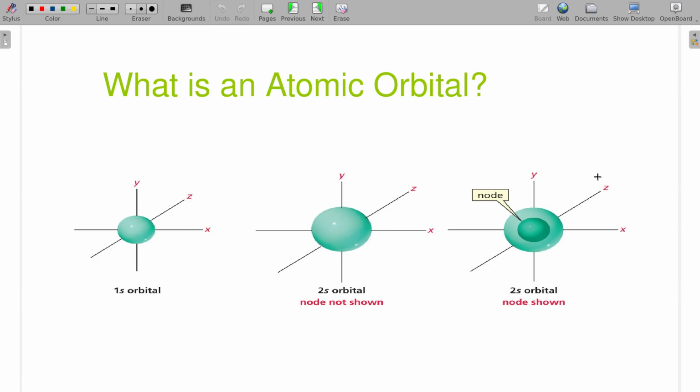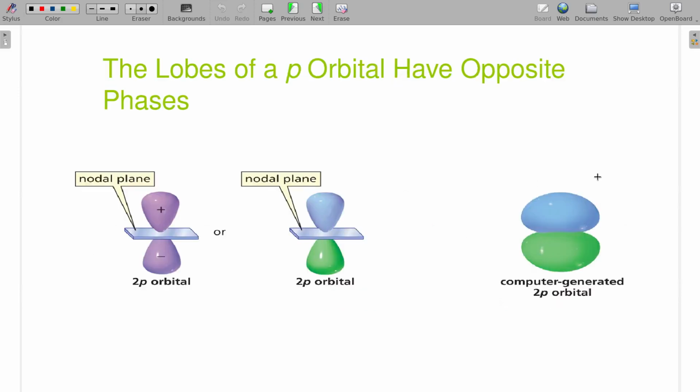So on this page, I have the s orbitals, and those were the simplest ones. They just basically look like balls or spheres. And a 1s orbital is smaller than a 2s orbital. And that's really all that's talking about. And it's talking about what a node is. And we're going to expand on that node thing because it's a little bit more obvious than something like a p orbital.